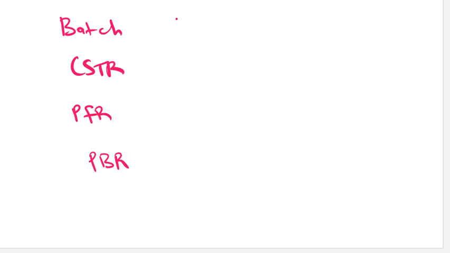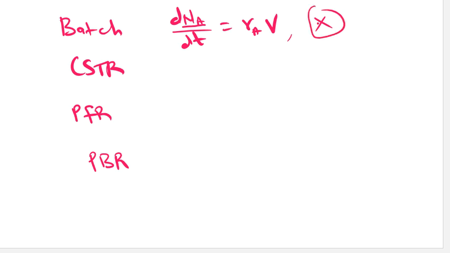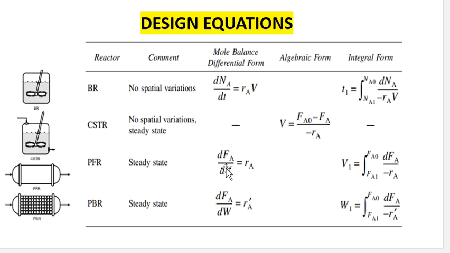Like that of the batch reactor, we have Na dt equals RAV. So this is in terms of moles of the species A. But it is often desirable to have it in the form of conversion. The other reactors also have their own design equations. This is for the CSTR, in algebraic form: Fa naught V is equal to Fa naught minus Fa over minus Ra.